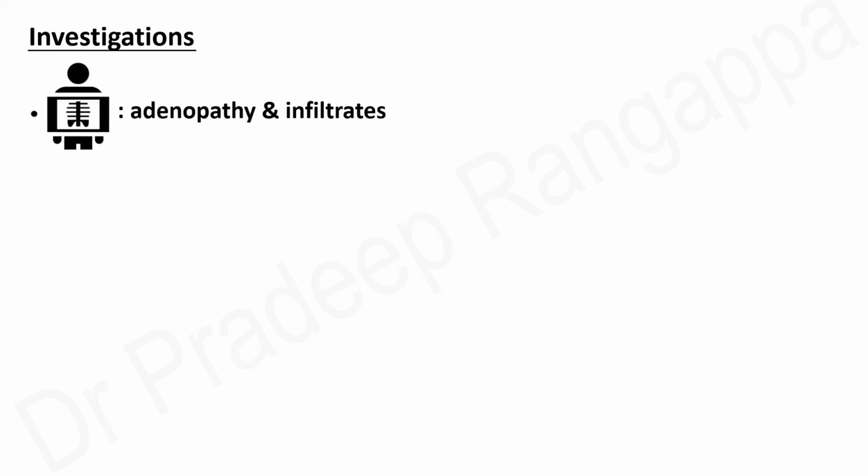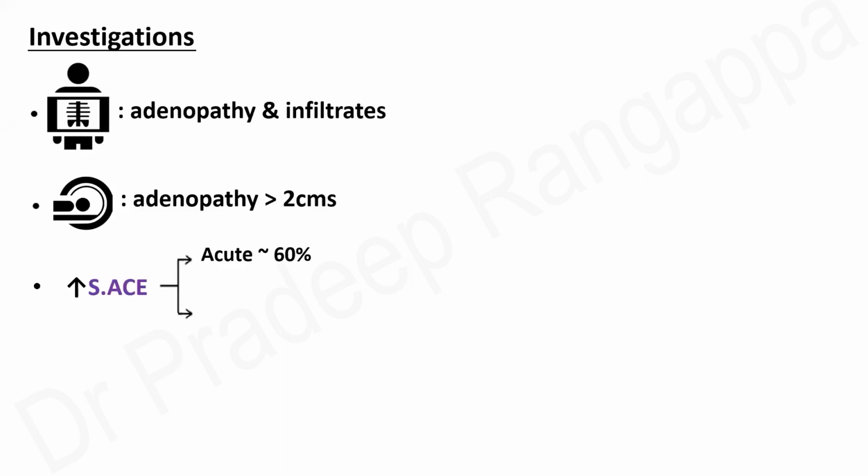So with regards to investigations, on chest X-ray, if you are able to pick up adenopathy and infiltrates, that is something that you could pick up. But CT would be more crucial or definitive in trying to ascertain the type of adenopathies they have. So lymph nodes more than 2 centimeters around the trachea should raise the suspicion and should need evaluation. So CT would be useful in trying to look at possible diagnosis of sarcoid.